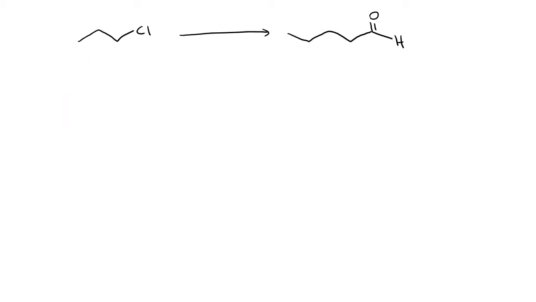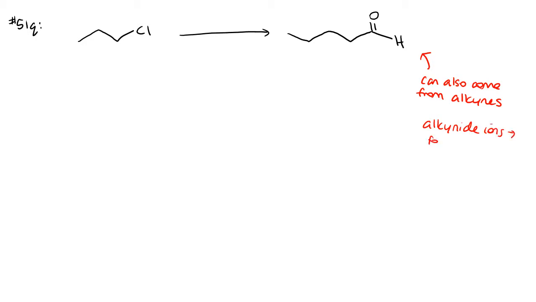Okay, I'm going to go over one more way to solve problem 51Q. Now, in addition to aldehydes being formed from the oxidation of primary alcohols or from alkenes, aldehydes can also come from alkynes. And we also know that alkanide ions can form carbon-carbon bonds. Now, alkanide ions also react with alkyl halides.